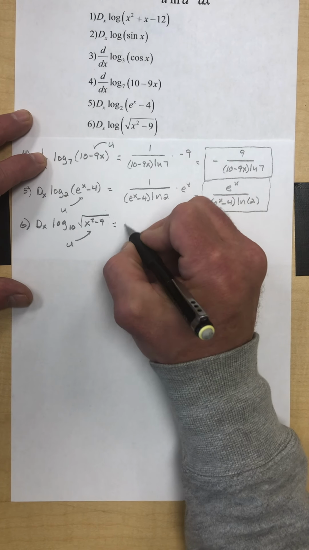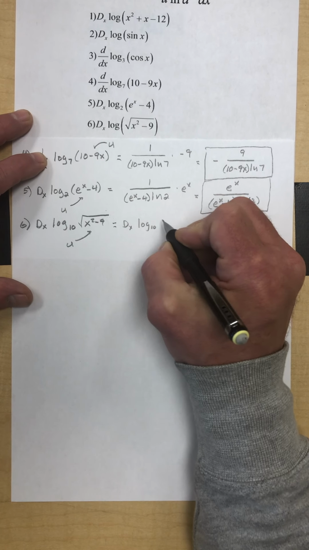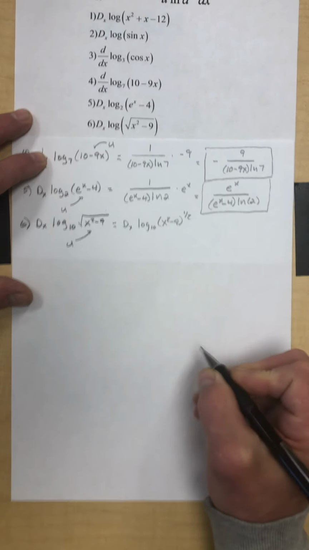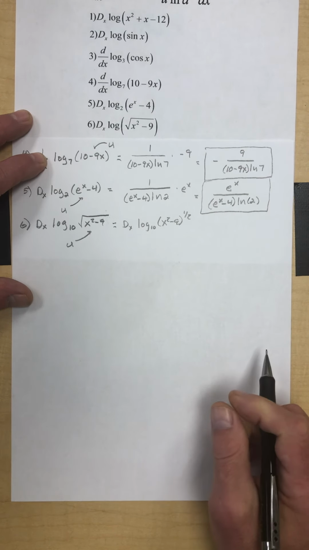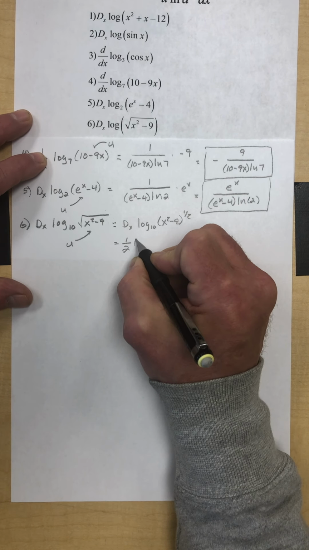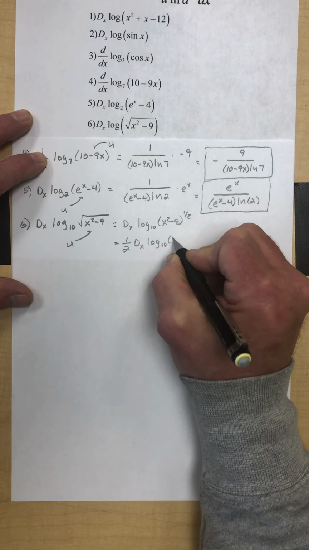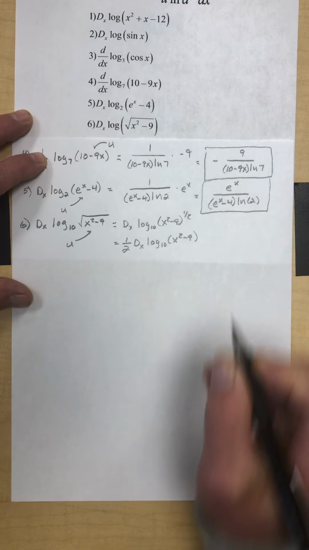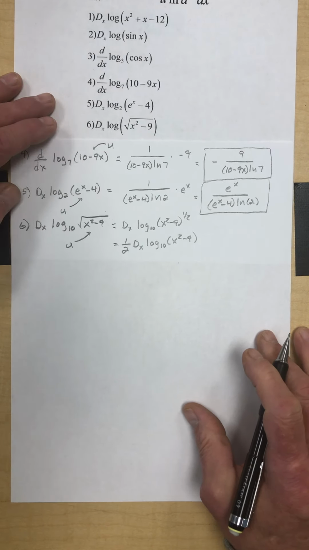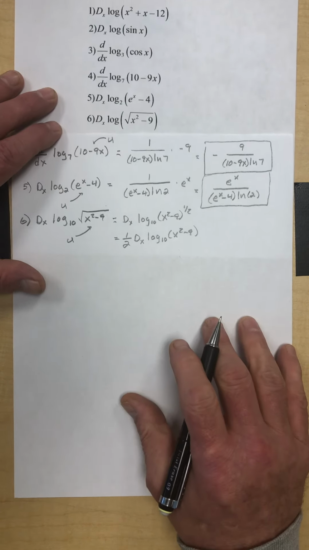So this is the same as the derivative of log base 10 of x squared minus 9 to the 1/2 power. That 1/2 comes out front and becomes a constant multiplier. So I get 1/2 times the derivative of log base 10 of x squared minus 9. And now when I take the derivative, I do have to use the chain rule, but I don't have to use it more than once. So relatively easy to do. All right, so let's see what we got going on here.